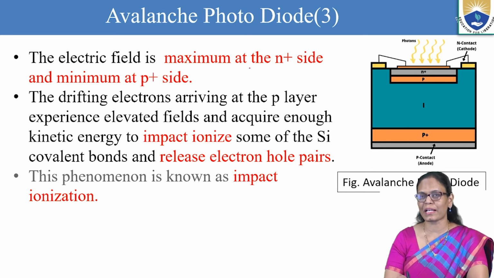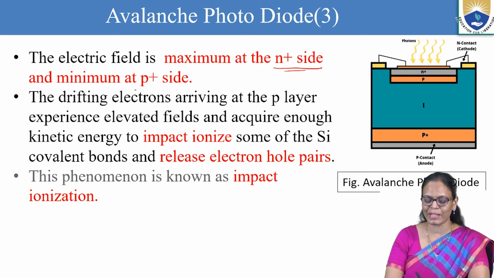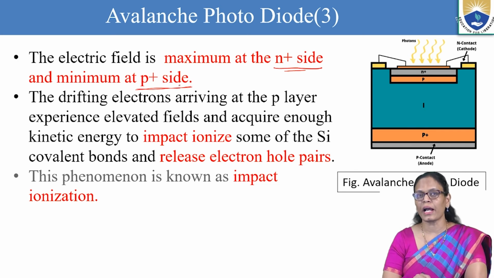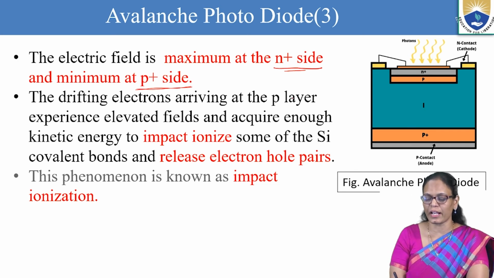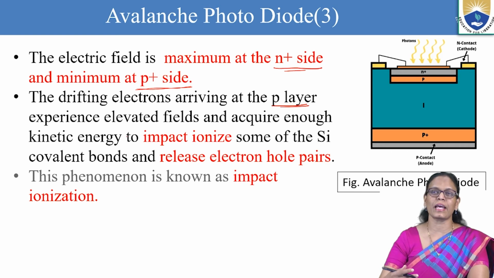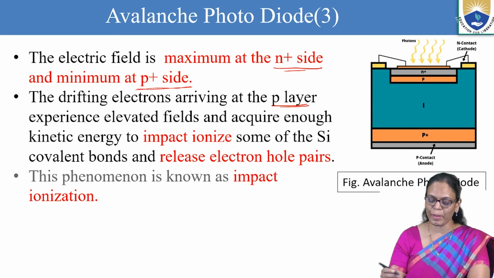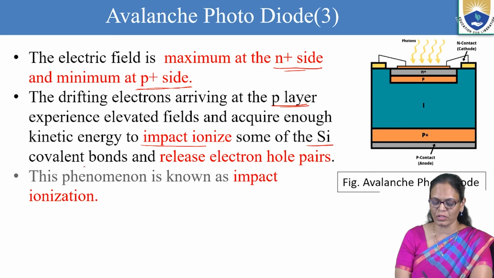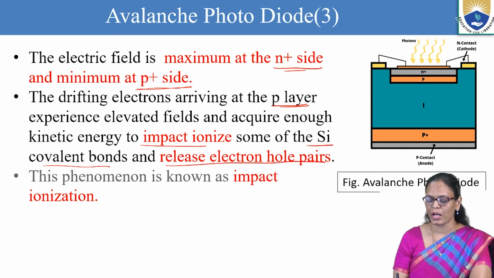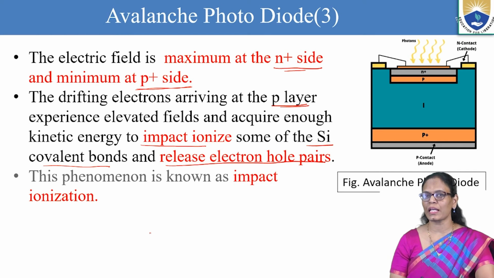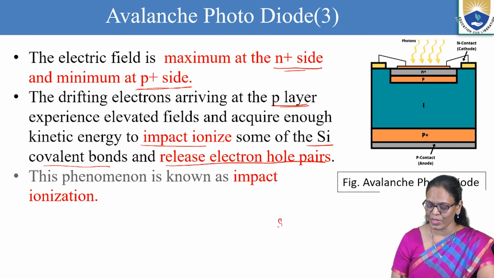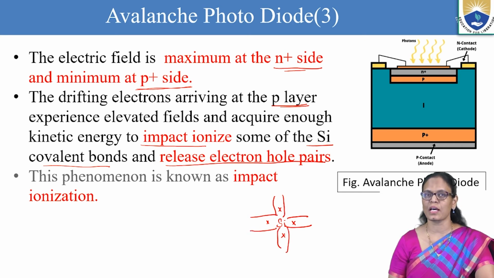So the electric field is maximum at the N plus side and it is minimum at the P plus side. And the drifting electrons that are arriving at the P layer experience elevated levels of electric field and they will acquire enough energy to impact ionize some of the silicon covalent bonds and release the electron hole pairs. If you see the bonding in a silicon atom, silicon has 4 electrons, all of them forming covalent bonds with their neighboring atoms. This is how the bonds are formed.